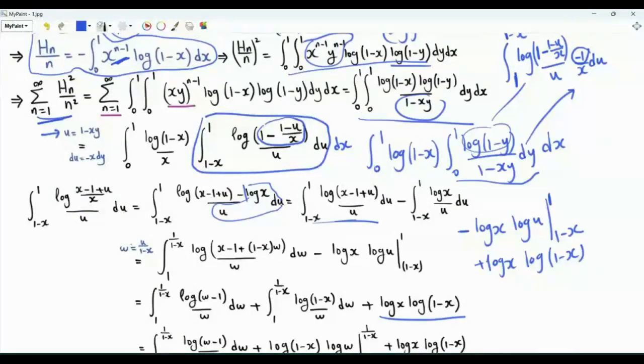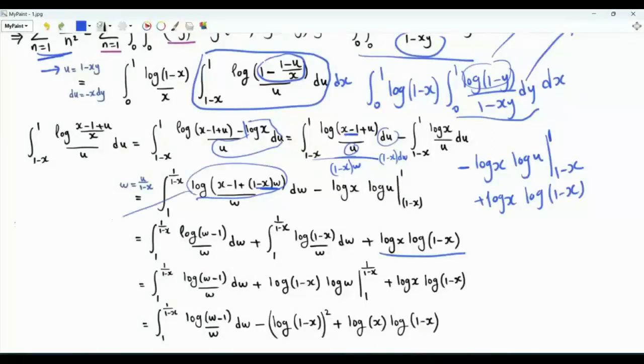What we will do is another change of variables. Now we use w is equal to u divided by 1 minus x. Du becomes 1 minus x dw, and u is 1 minus x times w. du over u is dw over w. The argument of the logarithm is now x minus 1 plus w times 1 minus x. When u is equal to 1 minus x, w is 1. And when u is equal to 1, w is 1 over 1 minus x.